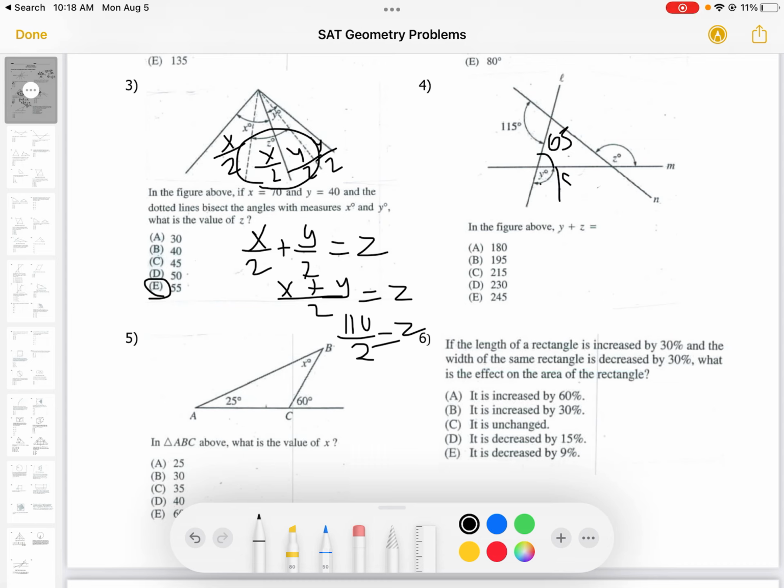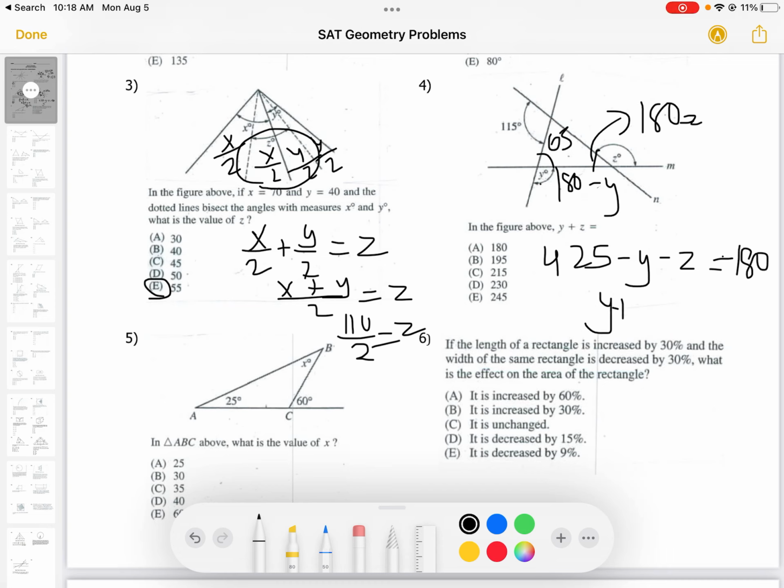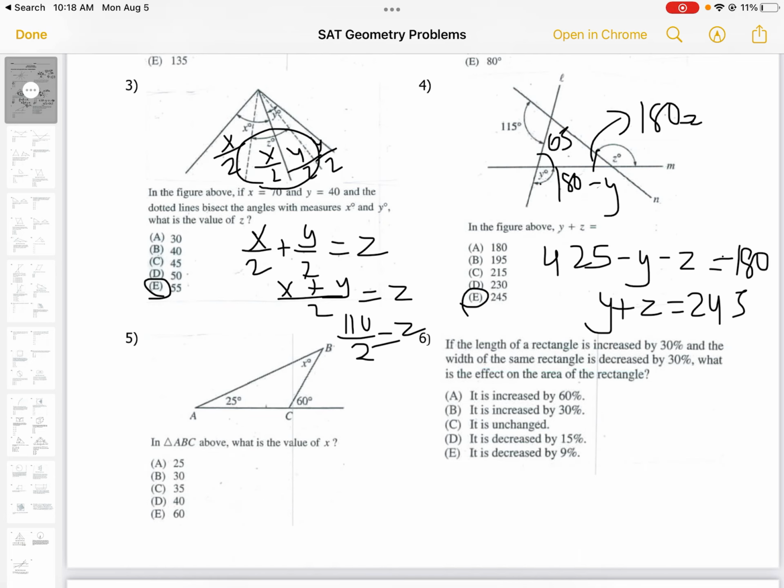This is still 180 minus y, and this is still 180 minus z. If we add them all together, now we get 425 minus y minus z is equal to 180. And if you solve this, you get y plus z is equal to 245. And that's E. And we're done, guys. Alright, number 5.